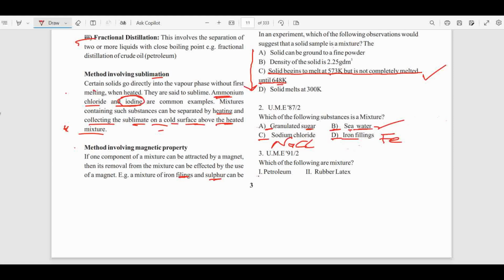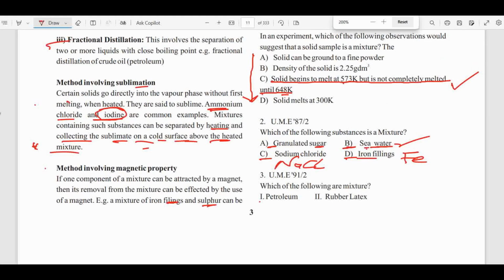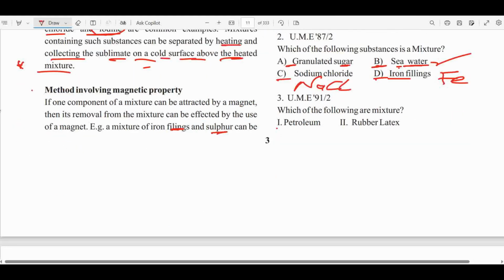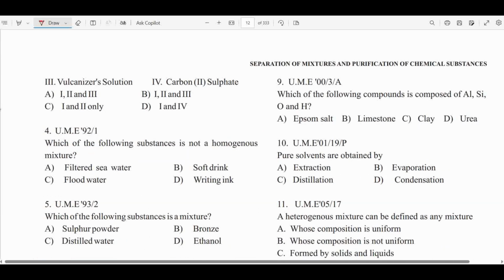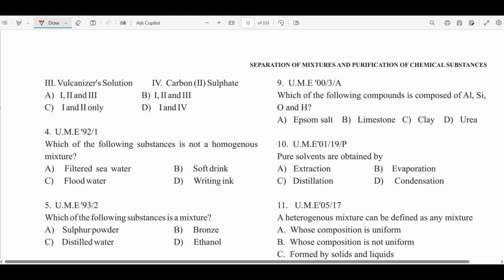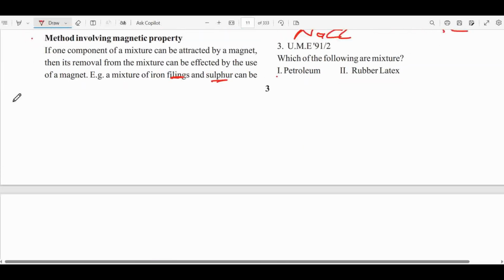Let's go on to the next question. Question number 3 says, which of the following are mixtures? You have petroleum, you have rubber latex, you have vulcanizer solution, and you have carbon disulfide. If you look at all of these listed for this question, petroleum is a mixture of different components of crude oil.